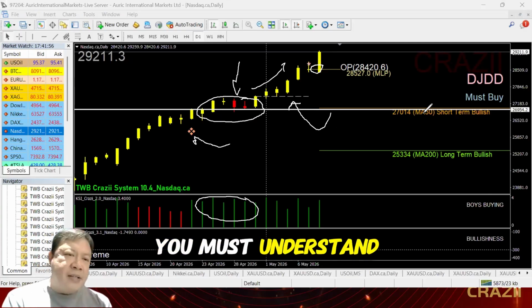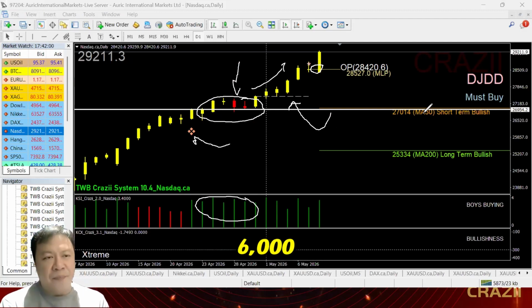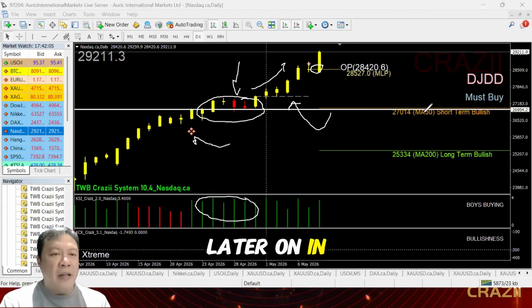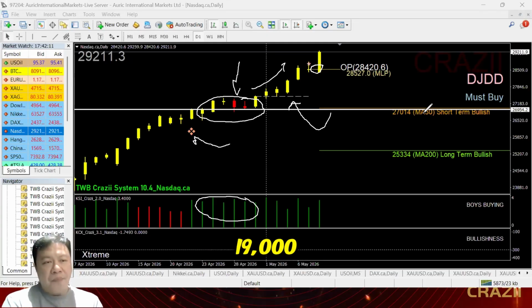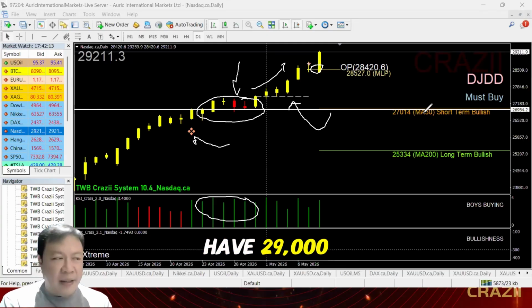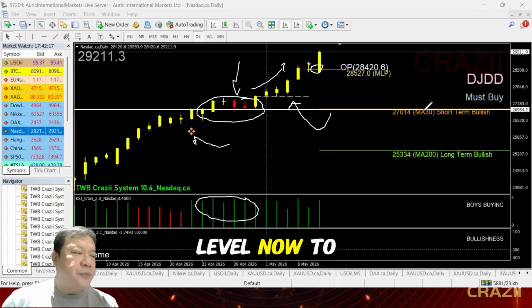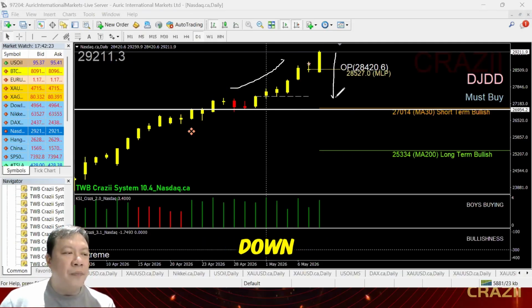Now you must understand this. Back in 1999, the Nasdaq's highest was 5,600. Then later, in the run before COVID, the highest was about 19,000. So today we are at 29,000. Oh my God, really at an extreme level. Now, to me, in trading, it's the same: how it goes up will be how it comes down.